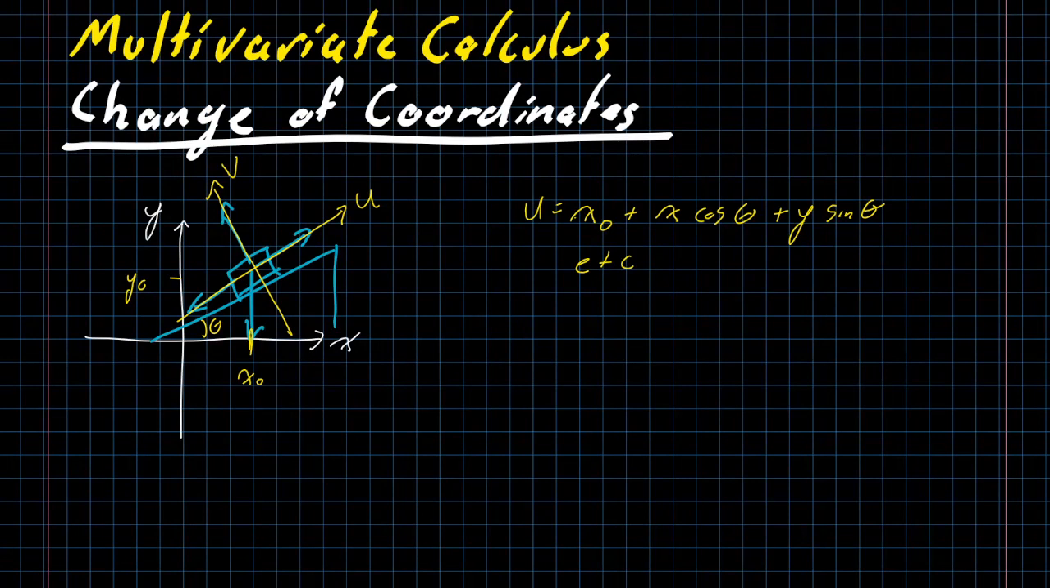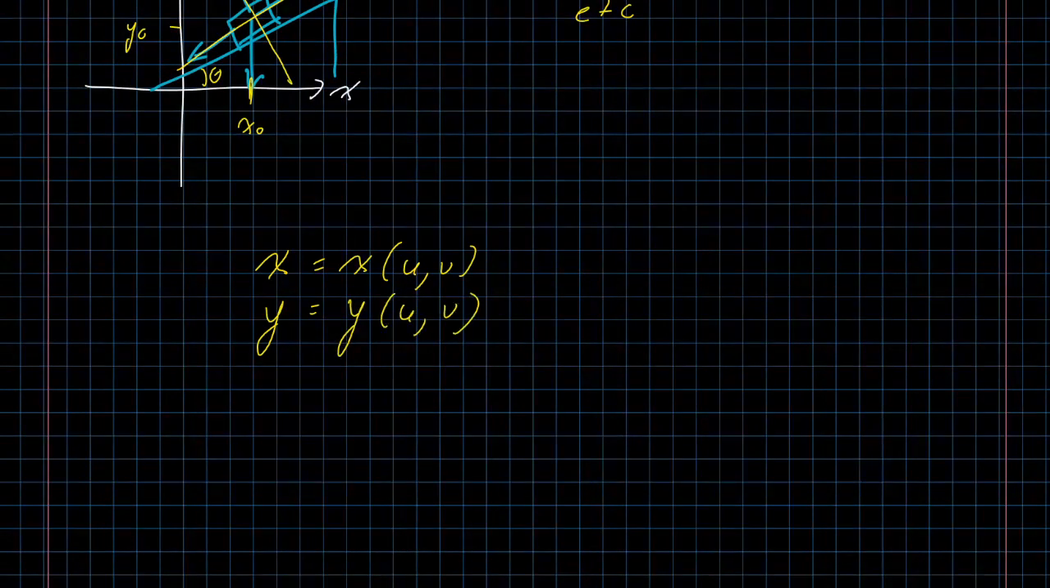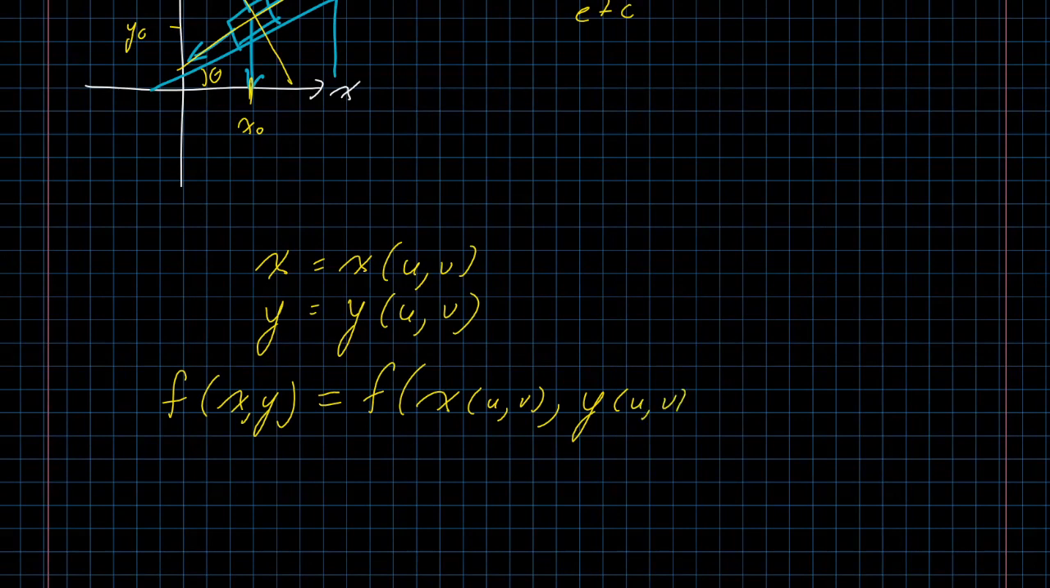Instead, what we're looking at is we have a new system of coordinates that are given as u and v. So we have x is some function of u and v, and y is some function of u and v. And I'm going to take my function of x and y and think about x being a function of u and v, and think about y being a function of u and v, which gives me a new function f, which is really just a function of u and v.